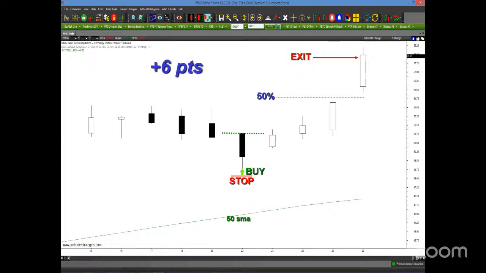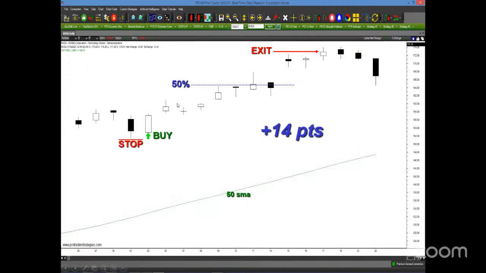Here's another example, SMCI, okay, a buy setup right here. You could have entered. Here's the halfway mark, move your stop up and exited with a 6-point gain in less than a week. Or an older chart of NVIDIA, a buy signal was generated right here. We placed our stop just below the most recent low. At the halfway point, we moved our stop up, and in a couple of weeks, we made 14 points, all using the same things.